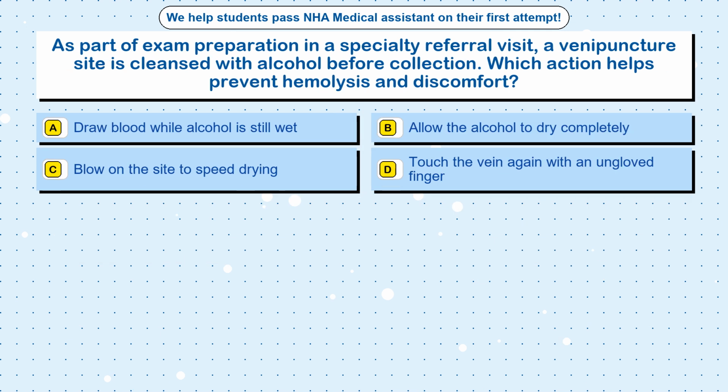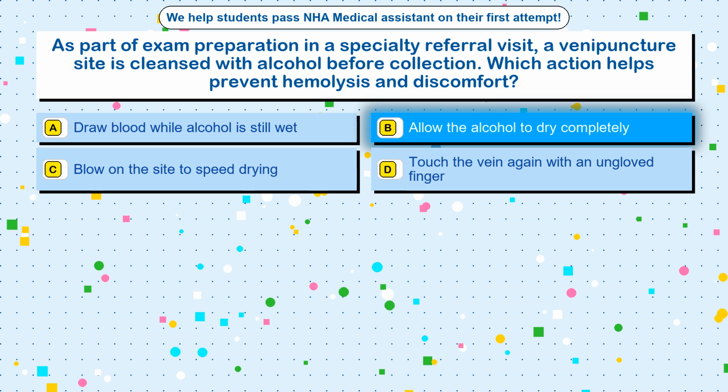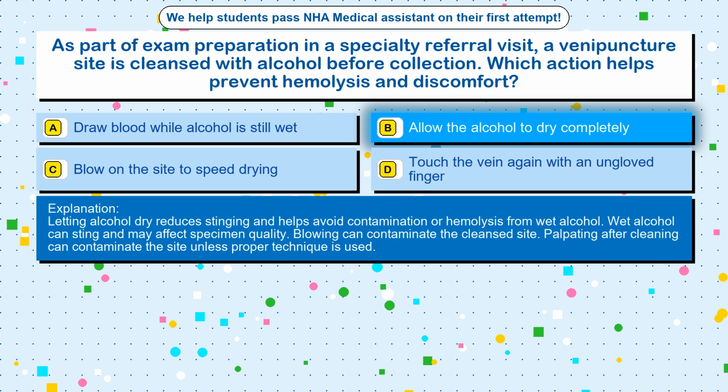Question 78. As part of exam preparation in a specialty referral visit, a venipuncture site is cleansed with alcohol before collection. Which action helps prevent hemolysis and discomfort? Option A. Draw blood while alcohol is still wet. Option B. Allow the alcohol to dry completely. Option C. Blow on the site to speed drying. Option D. Touch the vein again with an ungloved finger. The correct answer is option B. Allow the alcohol to dry completely. Letting alcohol dry reduces stinging and helps avoid contamination or hemolysis from wet alcohol.